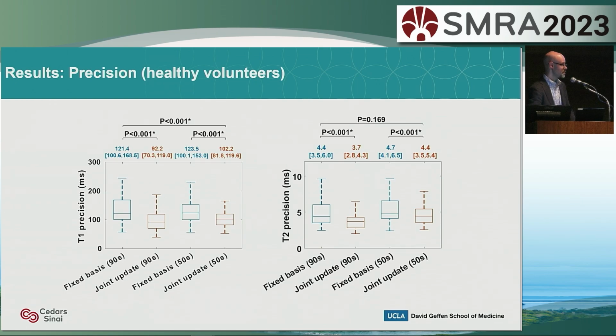LGE. So actually comparing across all the scan times and reconstruction procedures, essentially what we found was that sure enough, in every case, the joint update had better precision than the fixed basis reconstruction and even retained its precision improvement even when you still cut down the scan time, at least for T1. And at T2, cutting down the scan time actually had then the same precision as the old reconstruction in a long scan.